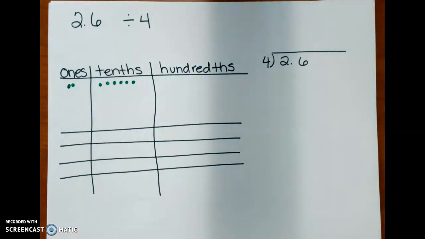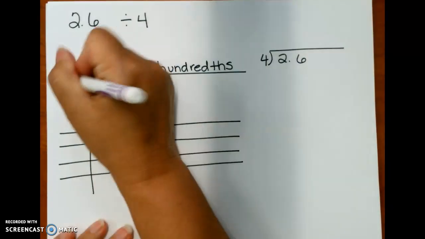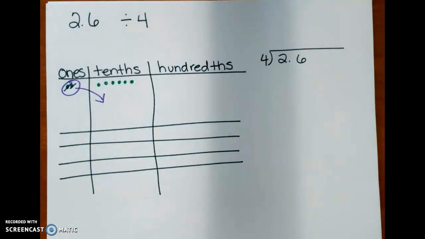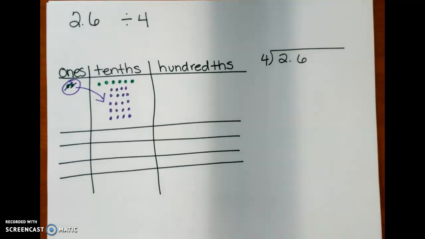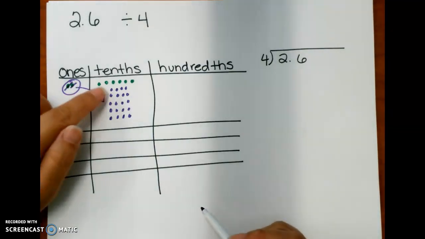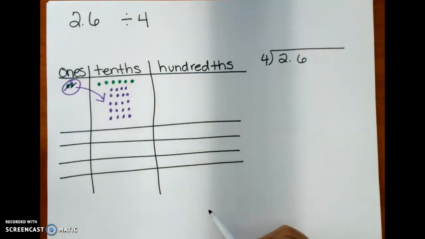Now, I know because I'm a super smart 5th grade mathematician that I can't divide 2 1s into 4 groups. I have to break them apart and move them to the tenths. So let's go ahead and do that. I'm going to pause the video so I can draw my circles. You go ahead and draw yours. Now, as you can see, I have 20 tenths plus the 6 that I started out with. So I have 26 tenths.